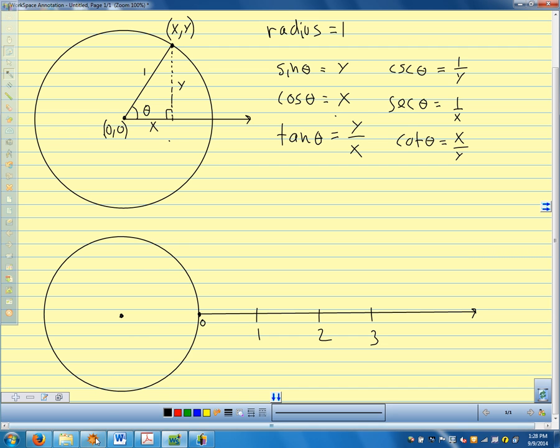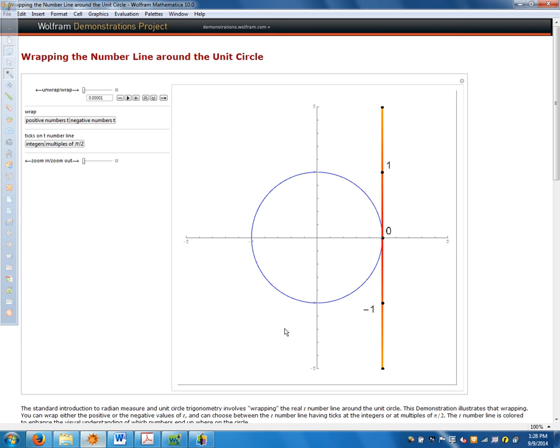So I have a little animation that shows that. So here's my number line. They've drawn the number line straight up. So we've attached this number line to the circle. And we're going to see if that's going to cooperate. It was going really slow before. So we're going to wrap that number line around the unit circle. So I've taken that number line and wrapped it around the circle there.